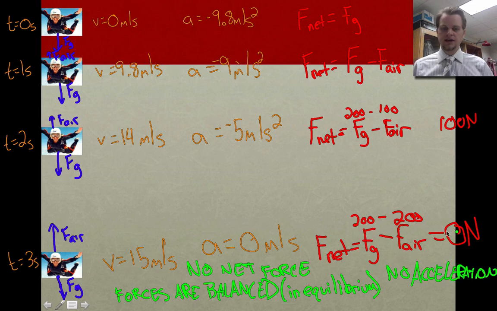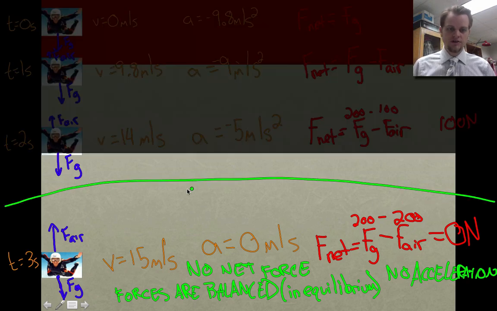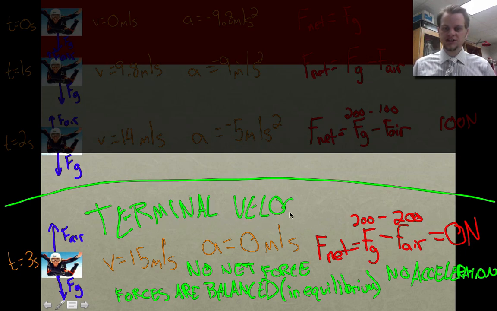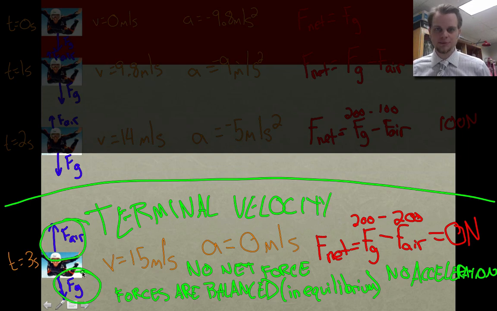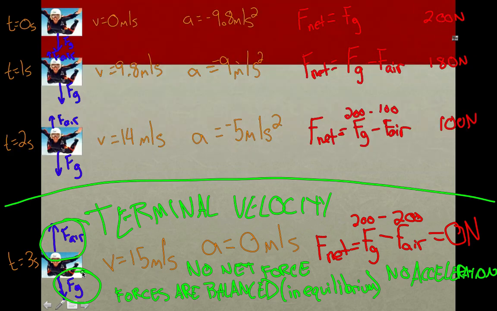And lastly, this part right down here, where they're balanced, this is terminal velocity. He doesn't reach terminal velocity until those two forces are balanced out. That's terminal velocity. I hope it makes sense. If you have any questions, ask me in class.